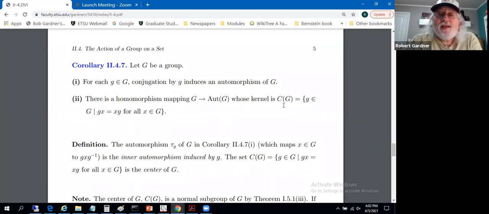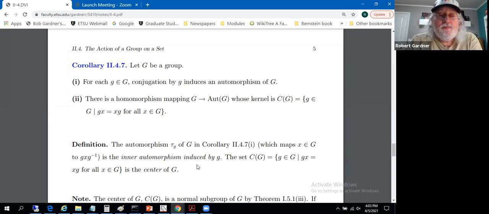Here we're showing that that center is the kernel of a homomorphism. So that'll tell you it's a subgroup. That'll actually tell you it's a normal subgroup. Kernels of homomorphisms are normal subgroups of the given input group G.